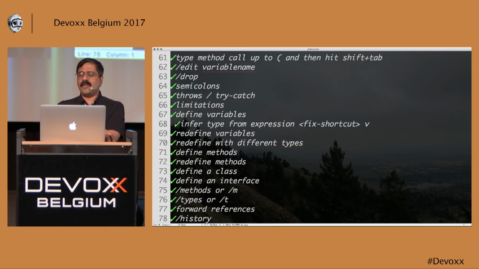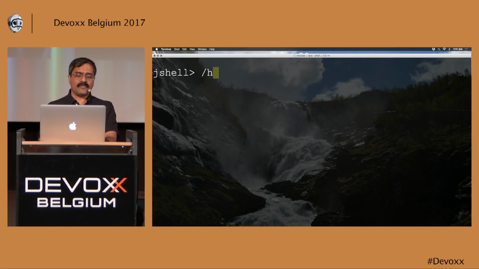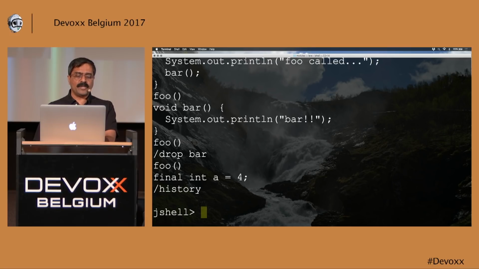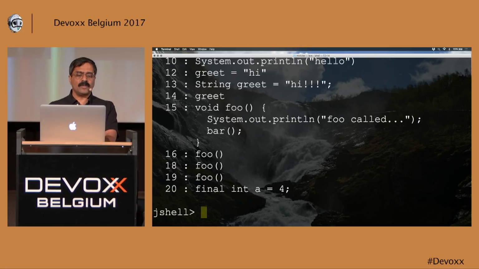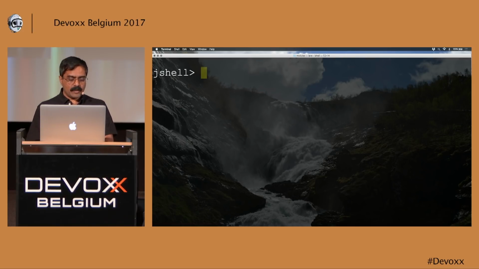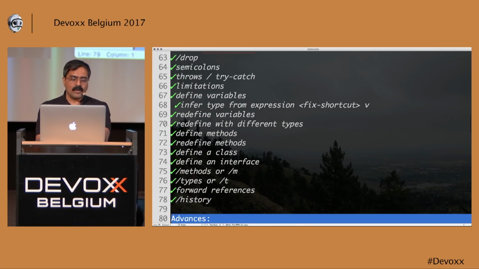You can also look for history. What's the difference between history and list? List is a listing of your source code. History is every interaction you had with the JShell environment. So if I say history over here, notice that it's a drop and the bar and everything sitting there. List will contain only the code, of course. So you can look at both of those and look at whatever you want to look at.